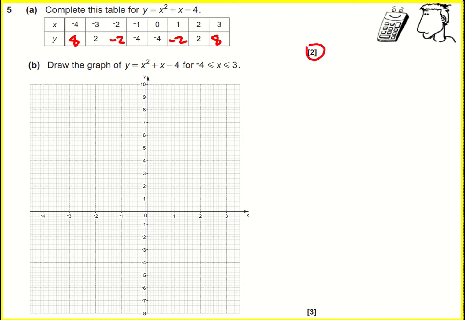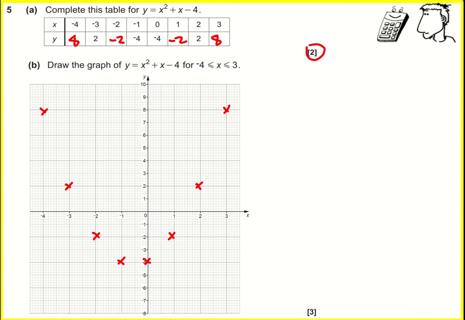Now I need to draw this graph between the range that it says. So this is a case of plotting the coordinates. I know when x is minus 4, y is 8, so there's going to be a point here. When x is minus 3, y is 2. When x is minus 2, we get minus 2. Then minus 1 gives minus 4, 0 gives minus 4, 1 gives minus 2. And we've got this sort of symmetry going on now.